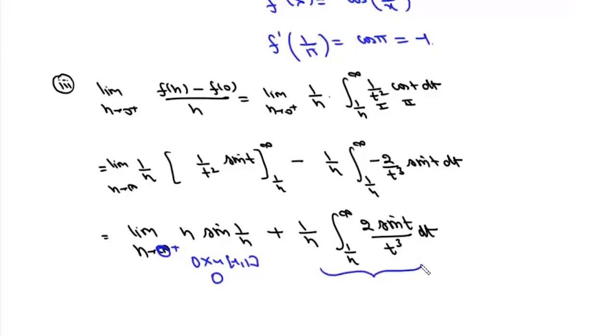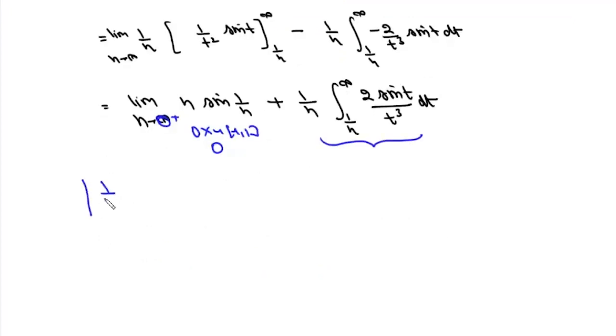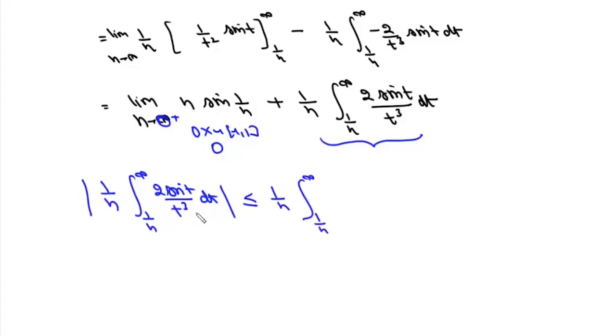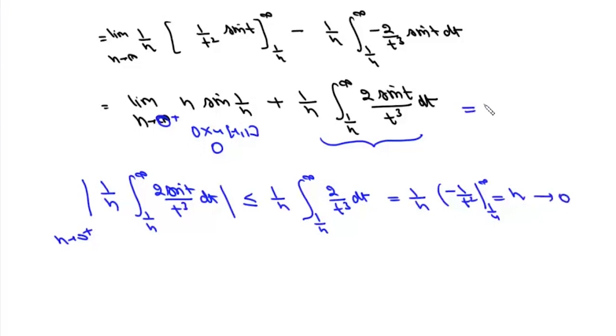Now again we'll use absolute convergence. So we can write mod of 1 upon h, this integral from 1 upon h to infinite 2 sin t upon t cube dt, it'll be less than or equal to 1 upon h, and then this integral 1 upon h to infinite mod 2 sin t upon t cube, and again sin t is less than 1, so it will be less than 2 upon t cube dt. Now this is 1 by h, and will be minus 1 upon t square from 1 by h to infinite. Now this is nothing but h, and when h tends to 0 positive, this integral also approaches 0. So in this case, this entire limit is simply 0.